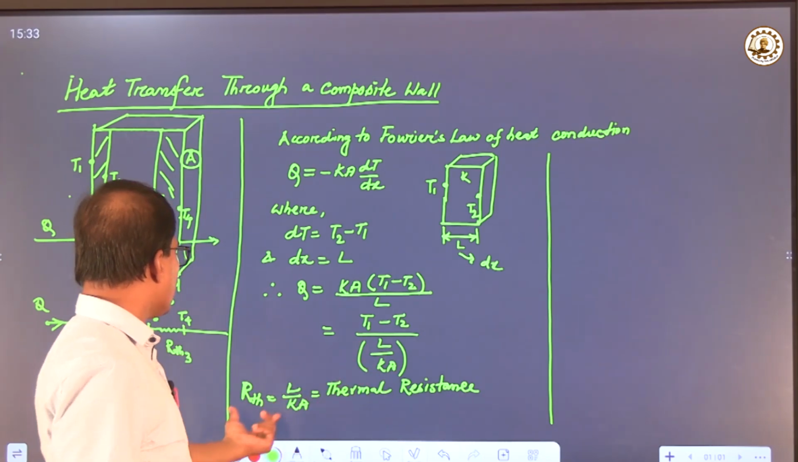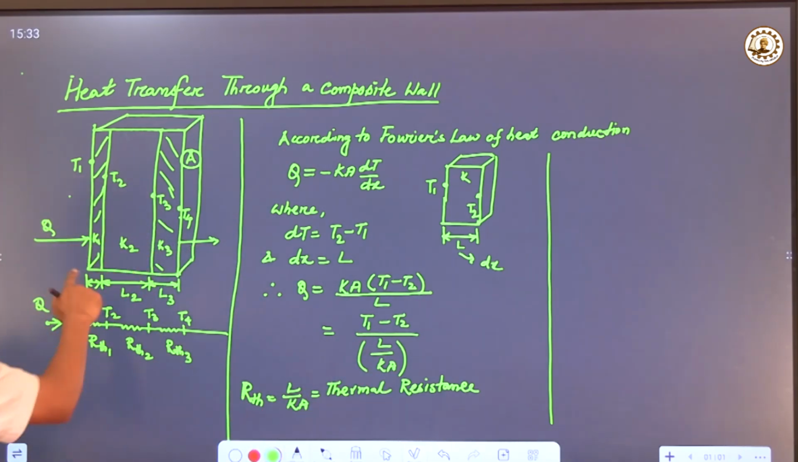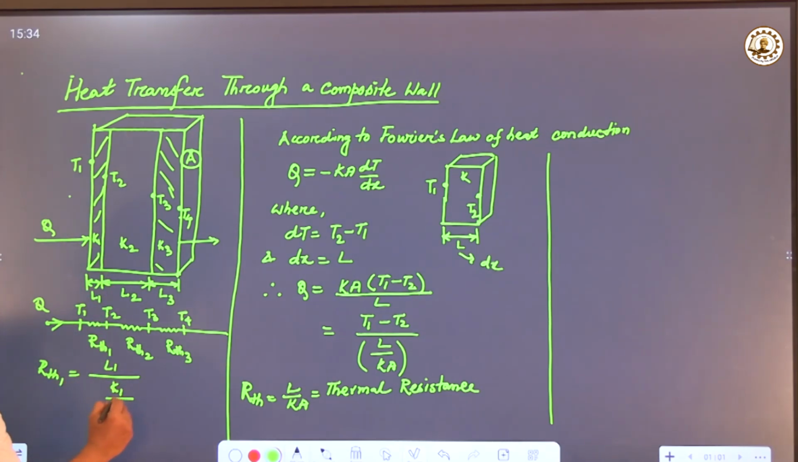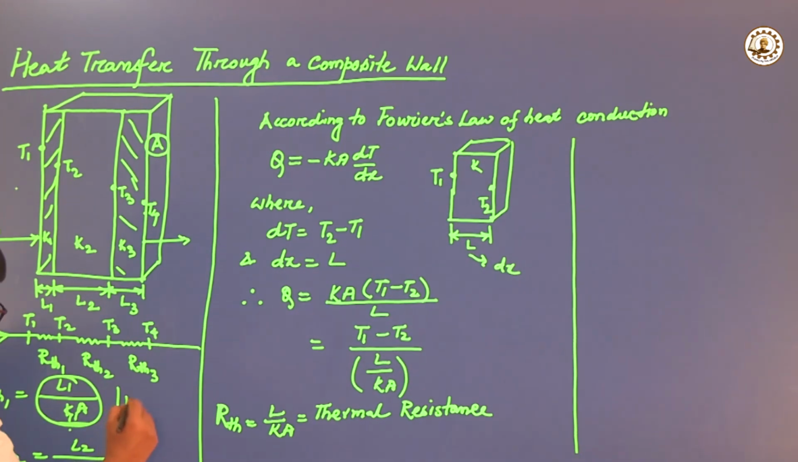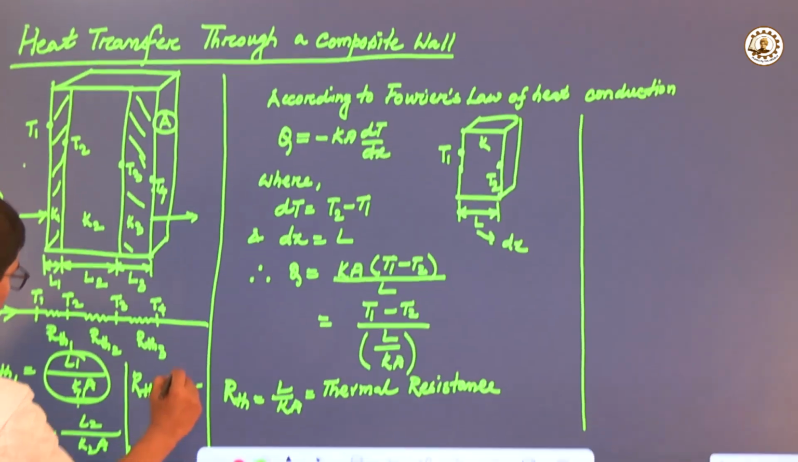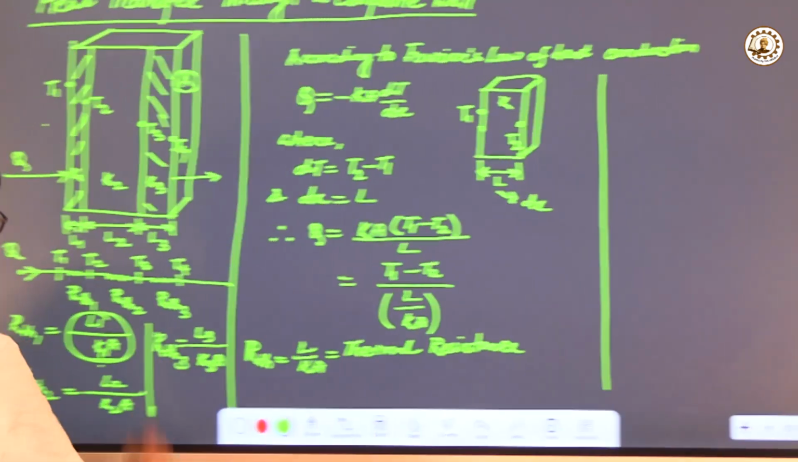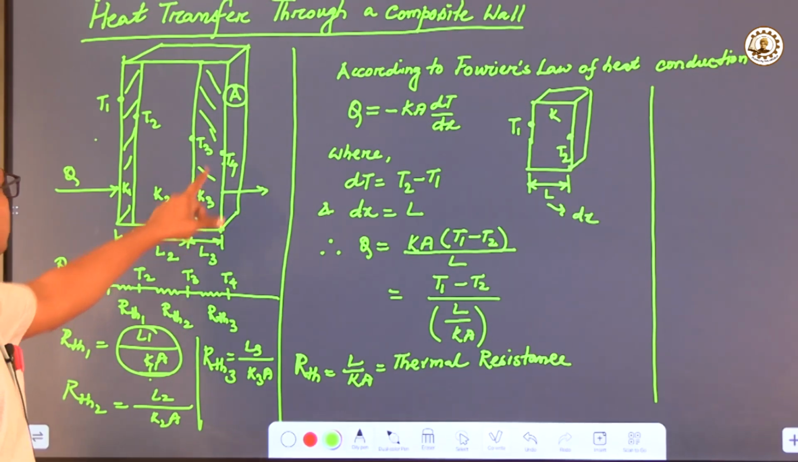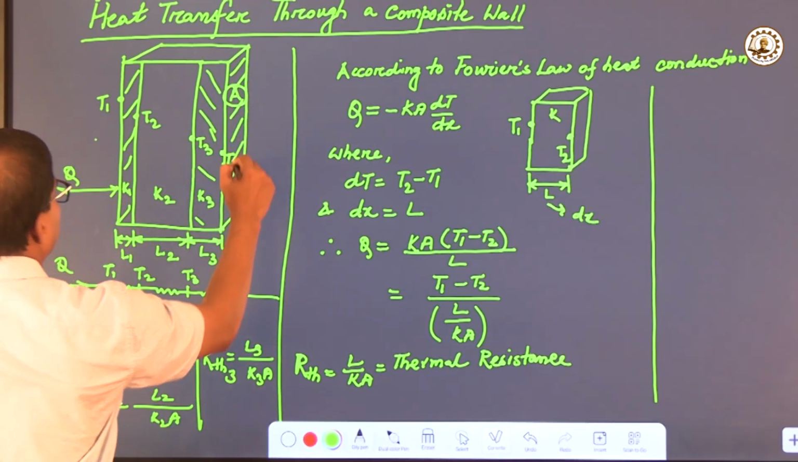Now this L by K is called thermal resistance. So for this figure, R thermal 1, that is thermal resistance 1, can be written as L1 divided by K1 A. L by K A. For the second one, R thermal 2, that will be this thickness L2 by K2 A, and thermal resistance 3 is equal to L3 by K3 A. Now for these three layers, this surface area is equal.